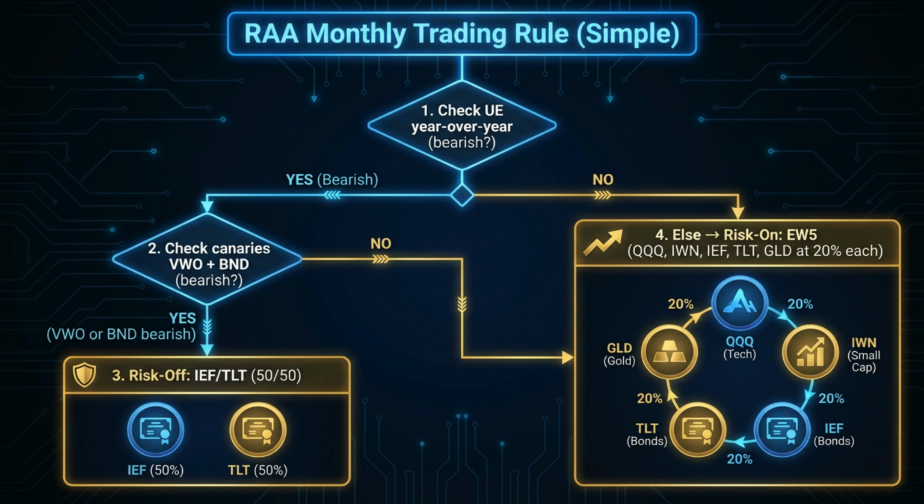This is the whole playbook. Every month end, you ask, is unemployment worse than it was a year ago? If not, stay in the diversified 5-asset portfolio. If yes, you then ask, are markets showing stress through the canaries? If unemployment is worsening and at least one canary trend is bearish, you switch into the treasury-only defensive mix. Otherwise, you stay risk-on. 2 filters, 1 action. And because the unemployment filter is slow, the strategy doesn't flip-flop constantly.